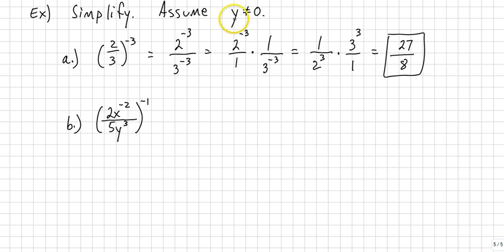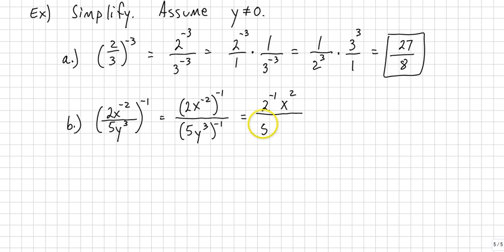For this next one, remember y can't be 0, because if y was 0, then the whole denominator would be 0, and we're never allowed to divide by 0. So for this one, we have this fraction raised to that power. So the numerator gets that exponent, and the denominator gets that exponent. And then notice we have a lot of stuff being raised to the negative 1. So everything inside gets that exponent.